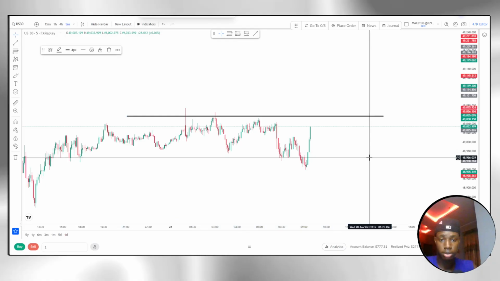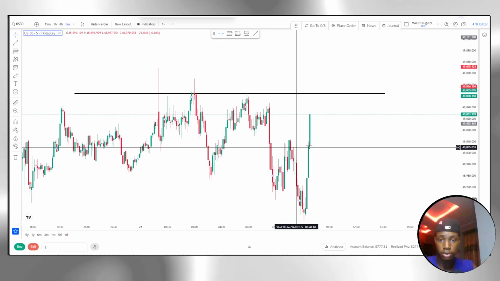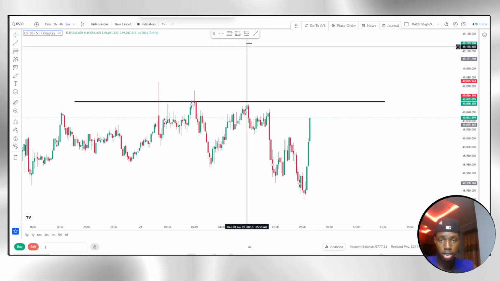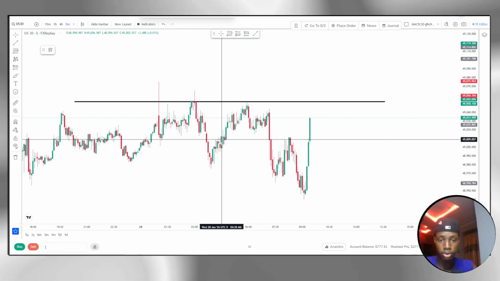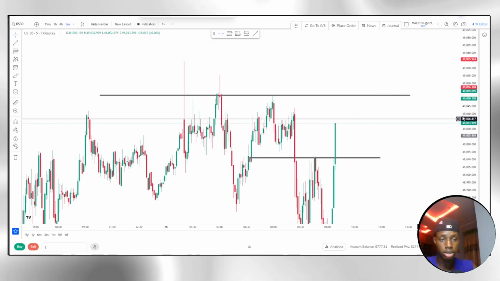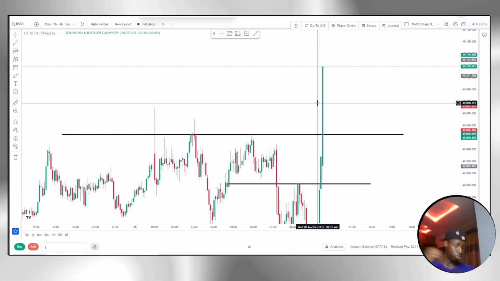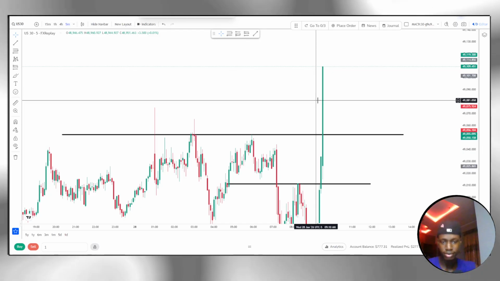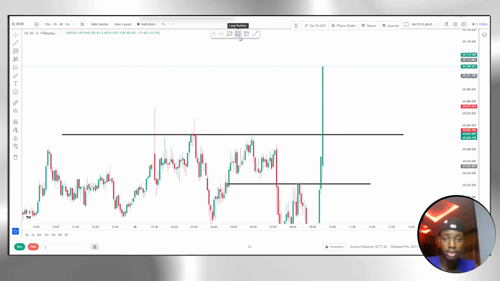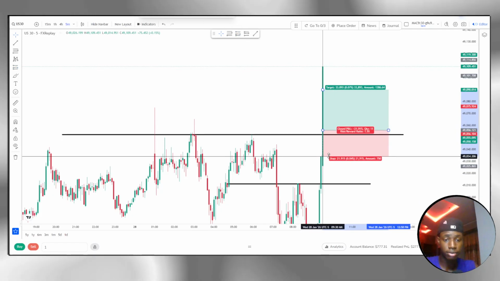So we can choose this level here. That's what I'm seeing. If price breaks below this level, I will take a sell trade. So let's see. Price is moving way too fast, but obviously we would have taken our trade there.